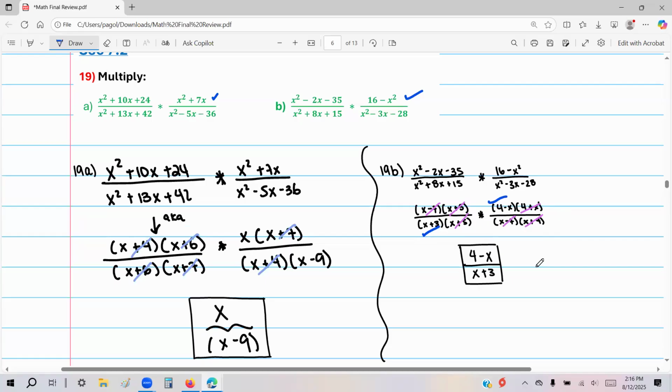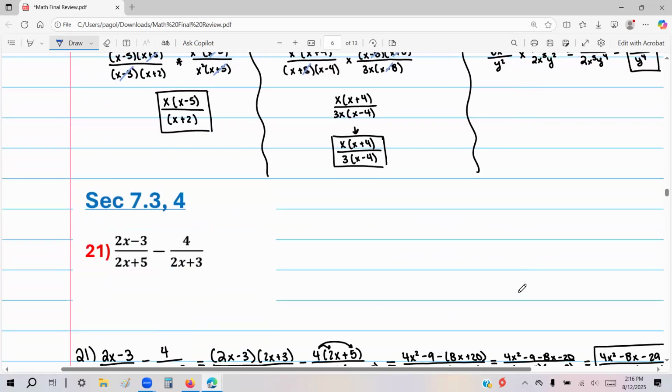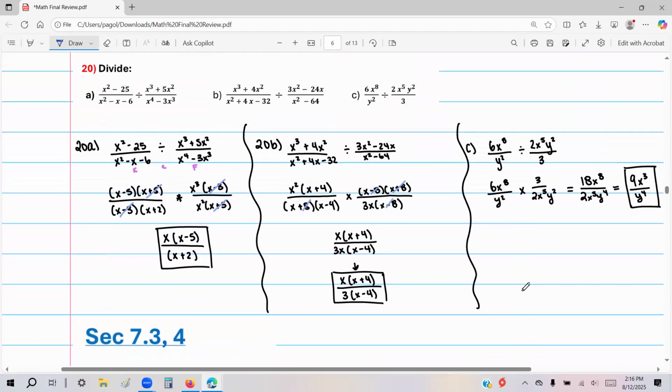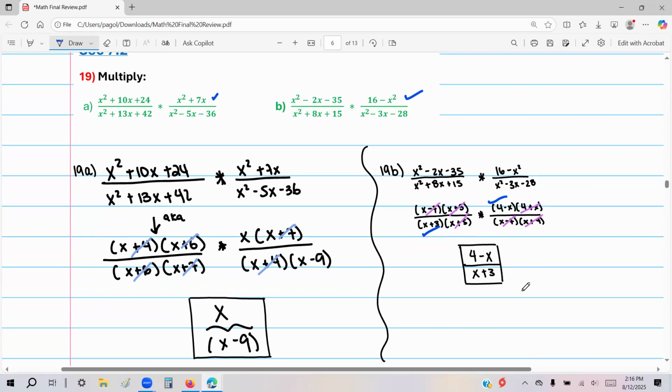Since we are doing this, let me see, do I have a negative anywhere? No. So since we are doing this, let me give you one more example with negative cancellation. I should have put one here.